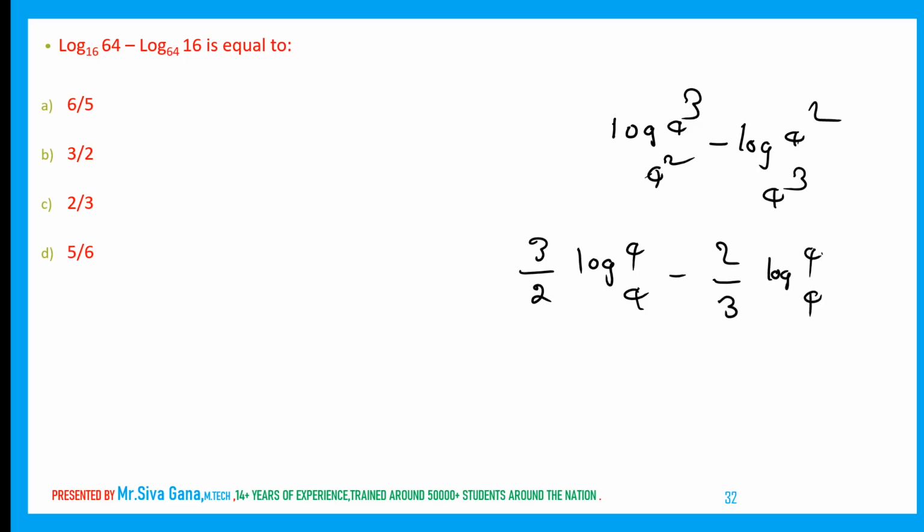Log 4 to the base 4 is 1. So 3 by 2 minus 2 by 3. LCM is 6. 2 3s are 6, 3 3s are 9, 3 2s are 6, so the answer is 5 by 6.